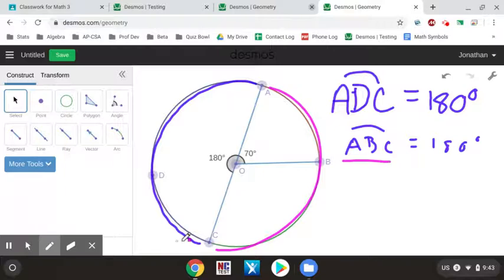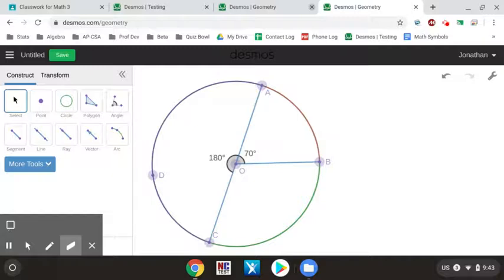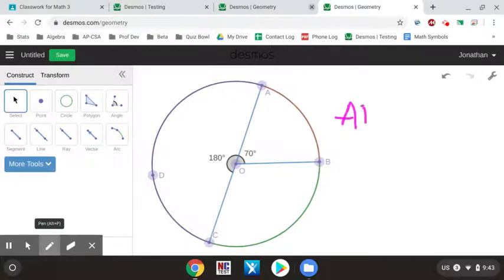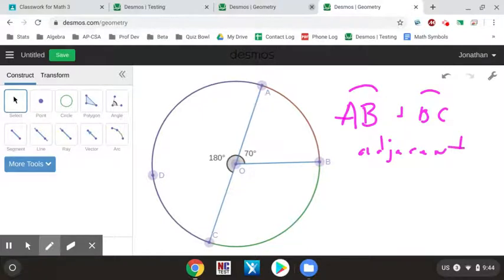Adjacent arcs are arcs that are next to each other. So I'll clear off these marks again. And it would be true to say that arc AB and arc BC are adjacent. So AB and BC are adjacent. So these are adjacent arcs because they are arcs that are next to each other. You can see as I mark them on the circle that one arc AB clearly touches arc BC.